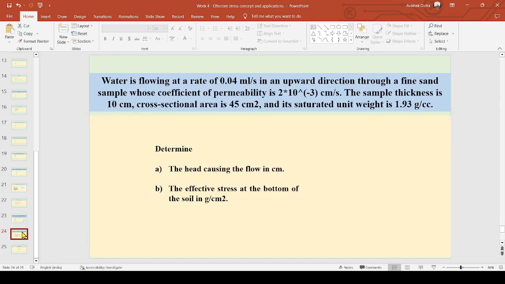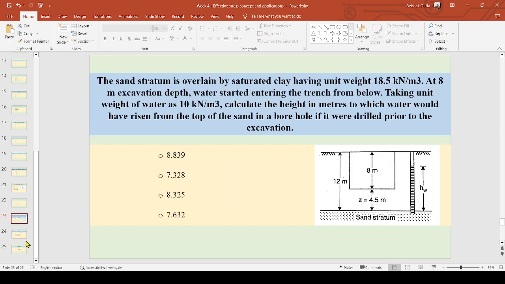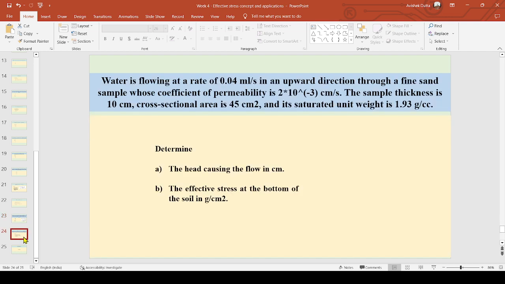Next question. Water is flowing at a rate of 0.04 milliliter per second in an upward direction through a fine sand sample whose coefficient of permeability is 2 into 10 to the power of minus 3 centimeter per second. The sample thickness is 10 centimeter, cross-sectional area is 45 centimeter square, and its saturated unit weight is 1.93 gram per cc. Determine the head causing the flow in centimeter and the effective stress at the bottom of the soil in gram per centimeter square.